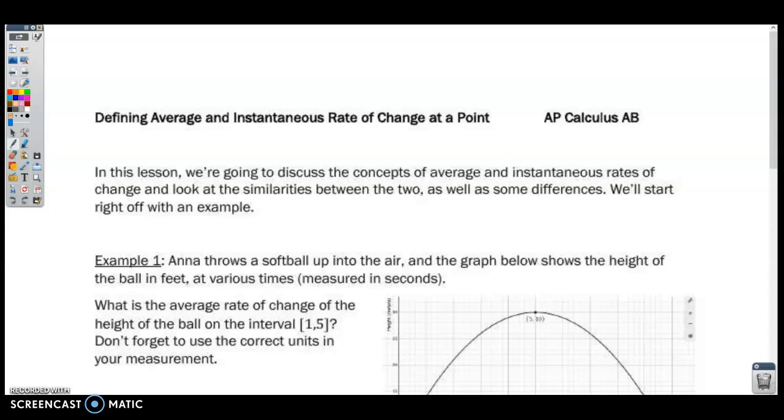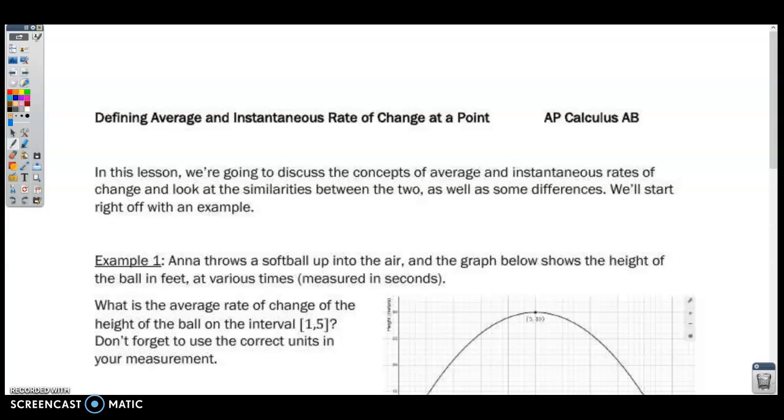In this video, we are going to start Unit 2 of AP Calculus, Differentiation, the Definition, and Basic Derivative Rules, with Section 1, Defining Average and Instantaneous Rate of Change at a Point. I'm going to do 2 videos on this section, so here's the first one. We'll go ahead and get started.